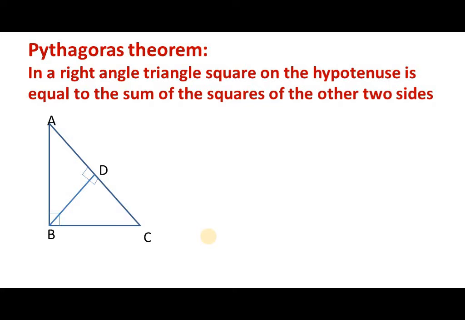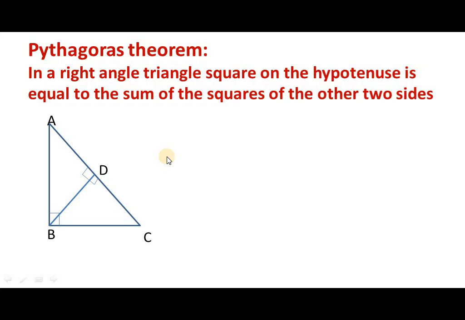So here in this triangle, ABC is a right angle triangle. Right angle triangle means if any angle is 90 degrees, then the triangle is called a right angle triangle. And here AC is called the hypotenuse of the triangle. The other two sides are AB and BC.